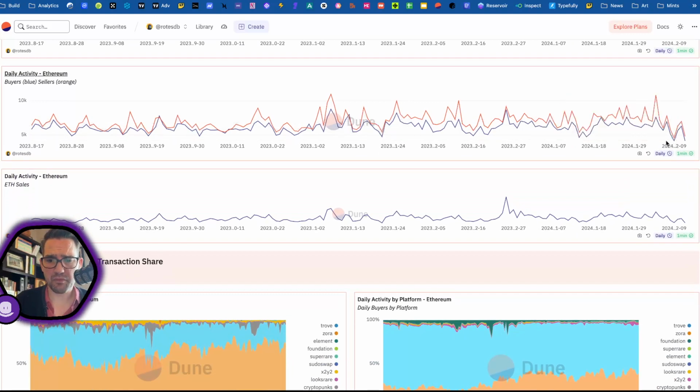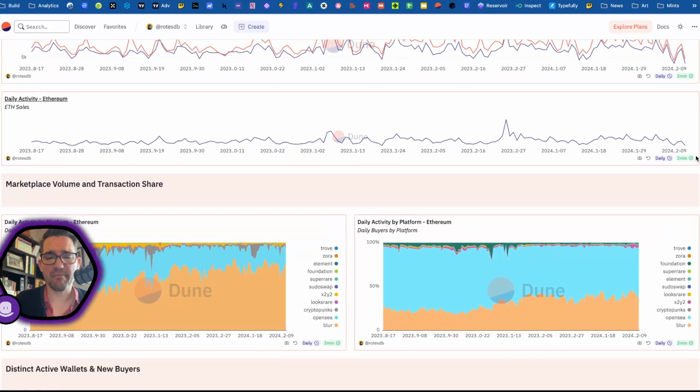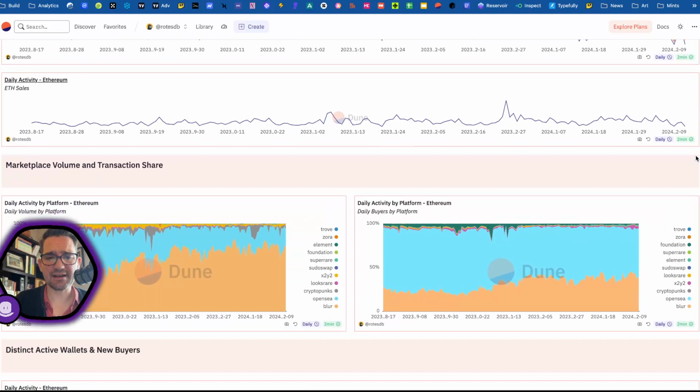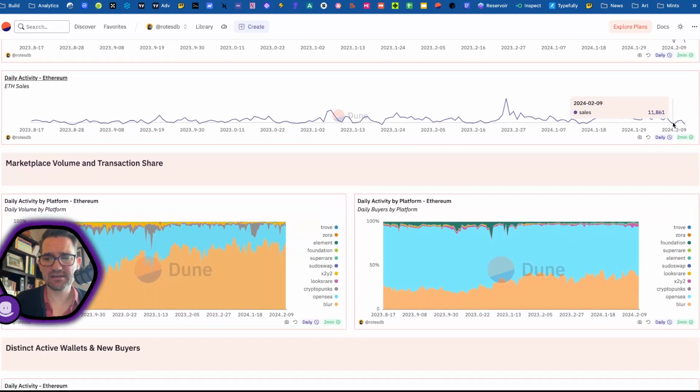A bit of a low overall day on February 9th. So was that Friday? Ultimately, one of the lower buyer to seller ratio days that we've seen across the last 6 months, but ultimately not a huge deal. Daily active sales, also a bit of a dip on that Friday, one of the lower days that we've seen. But generally speaking, we are up over the last couple months.